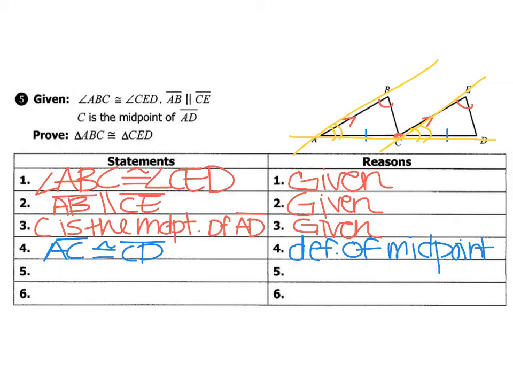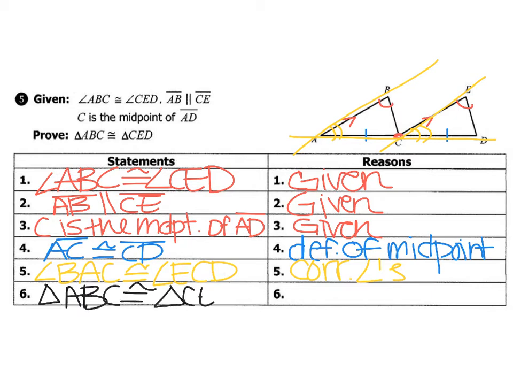So we would say that angle BAC is congruent to angle ECD because of corresponding angles. Then we can say that the two triangles are congruent because we've got an angle and a non-included side. So by AAS, these two triangles are congruent. We write out our congruency statement, and our reason is angle, angle, side.